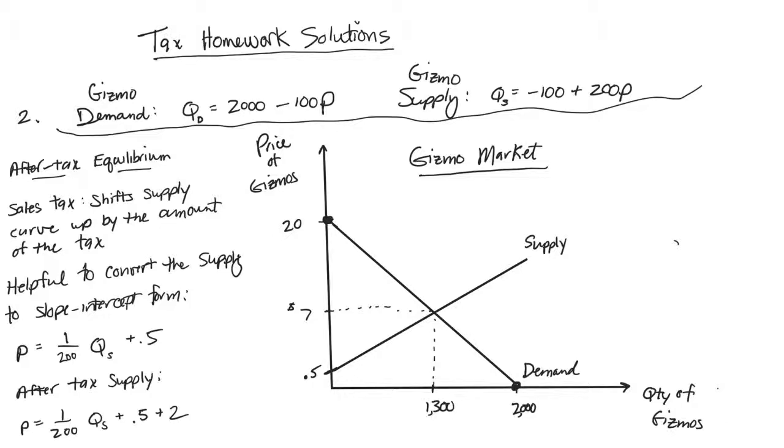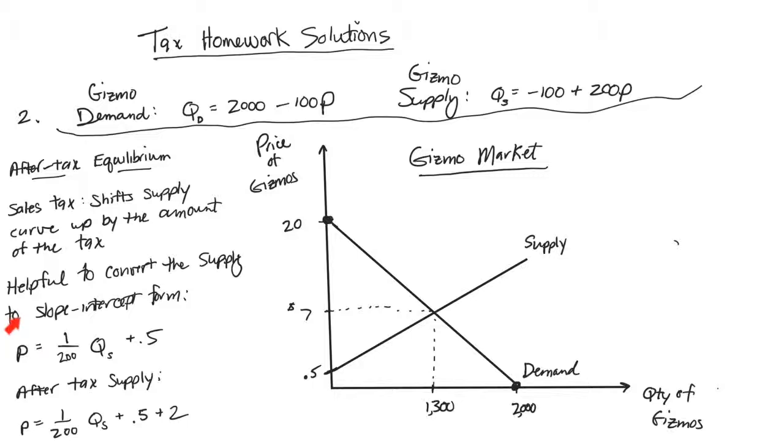All right, so the next step is to find the after-tax equilibrium. To remember the effect of a tax, this is a sales tax, so we can model this as a tax on sellers. The sales tax is therefore going to shift the supply curve up by the amount of the tax. So we shift it in a parallel fashion, so the y-intercept is going to increase by 2, and the slope is going to stay the same.